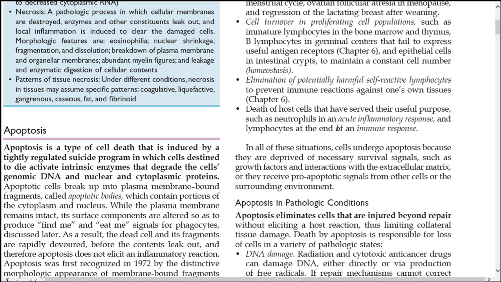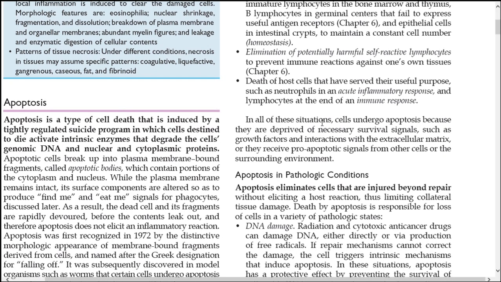Next, death of host cells that have served a useful purpose. Neutrophils, which die after an acute inflammatory response, and lymphocytes are also destroyed by the apoptosis process at the end of the immune response.